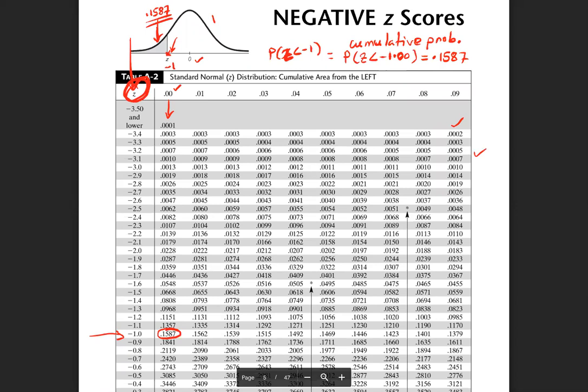We are going to be using this table extensively throughout the semester. From now on, pretty much all the things that you're going to be doing, we are going to need to use this table. So please make sure that you know how to use this table.